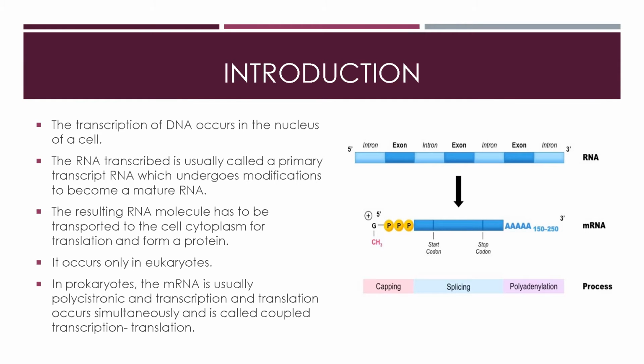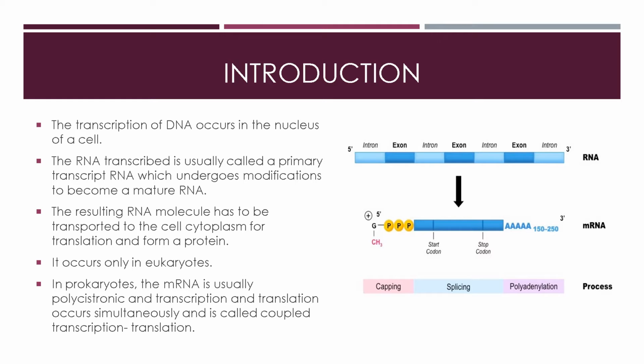Coming to the introduction, the transcription of DNA occurs in the nucleus of a cell. The DNA gets transcribed as an RNA molecule known as the primary RNA, which later undergoes modifications and becomes a mature RNA. This mature RNA travels from the cell's nucleus to the cell cytoplasm, where translation occurs for the synthesis of proteins.